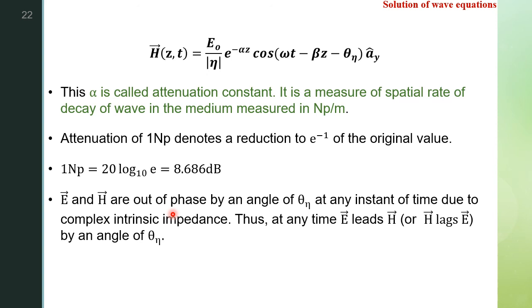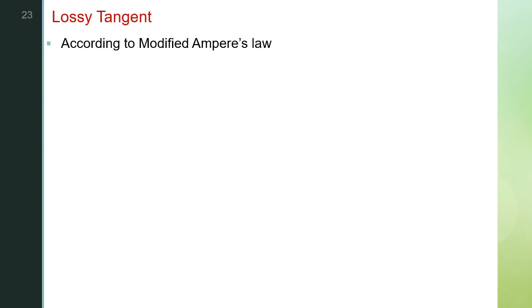So, at any time, electric field leads magnetic field intensity, or in other words, magnetic field intensity lags electric field intensity by an angle of theta eta. Now we are having an additional term called loss tangent or lossy tangent.